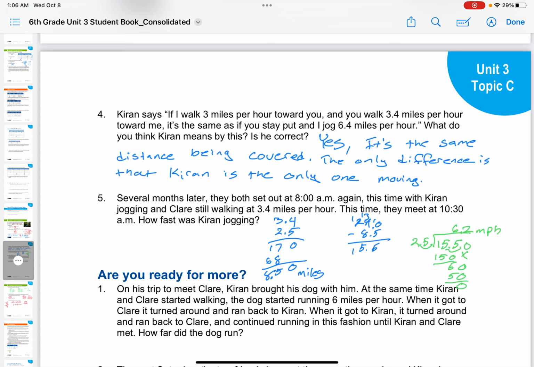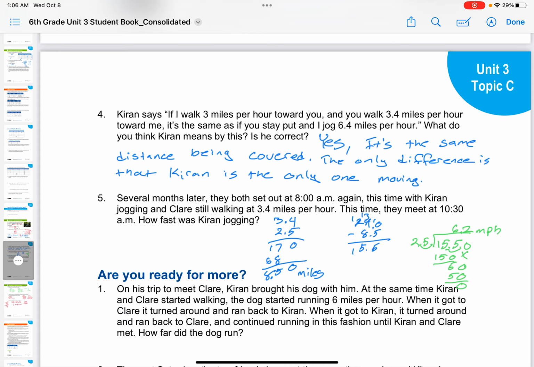So he's saying that if he runs at the same rate as they're walking towards each other, he'd cover that amount. They'd still meet up at the same time. It would just be that he gets to Claire's house instead of them meeting somewhere in the middle.